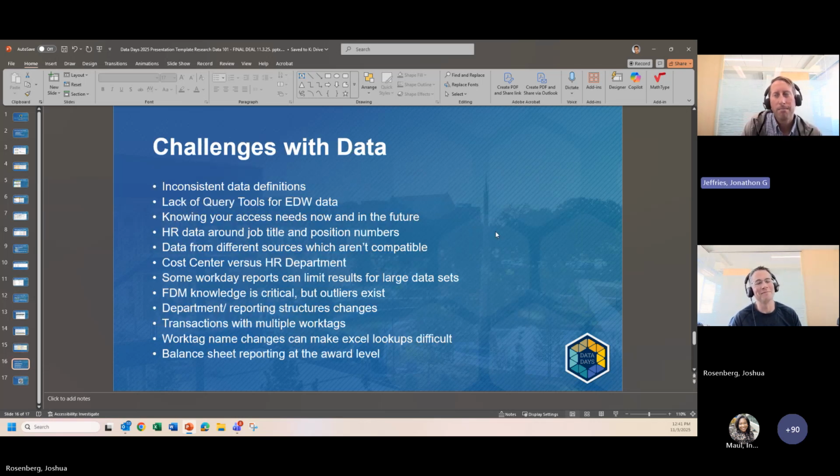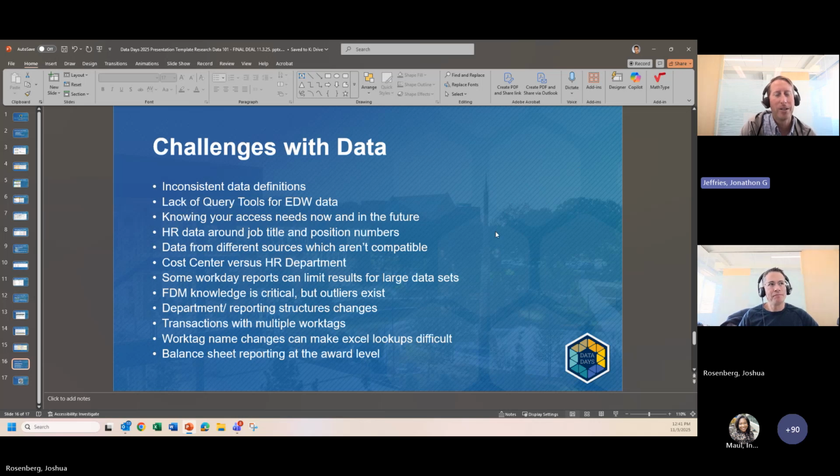Challenges with data. I mean, our data is good. We've learned a lot. We've gotten better, but there are frustration points that everybody can deal with. Inconsistent data definitions. Everybody can have their own definition. That's the reason we made that last chart we just went through about sponsored expenditures.